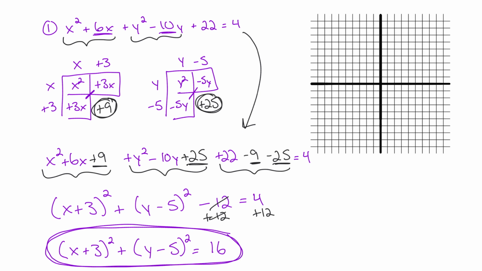So from this, I know I'm going to be shifted left 3 and up 5. 1, 2, 3, 1, 2, 3, 4, 5. There's my center. I know the radius is going to be the square root of that 16, so it's 4. So I go up 1, 2, 3, 4. I go right 1, 2, 3, 4. I go down 1, 2, 3, 4. And I go left 1, 2, 3, 4. And now I have my four corners. Now I can, to the best of my artistic ability, try and draw a circle. And we are now done with this problem.